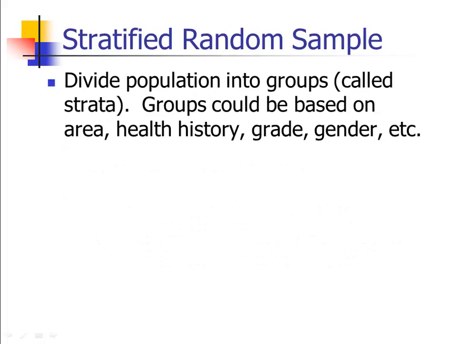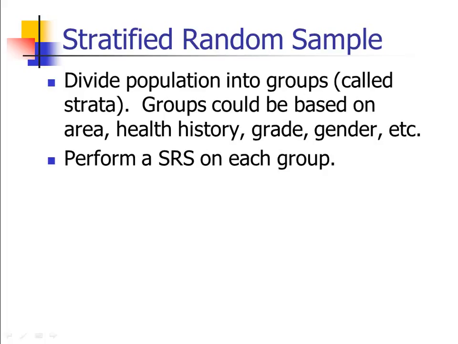Stratified random sample. This one's really useful when you have certain groups which have different characteristics and you want to get representation. So it could be based on the area. It could be based on health history, grade, gender. So grade would be like you're in school. Anything like that. We want to break them up because we want to get representation. So males may respond to something different than females. Or you may have sophomores have a different opinion than seniors. Or you may have one geographical area respond differently than another. So we do a stratified random sample to be sure that we have representation of all of them.